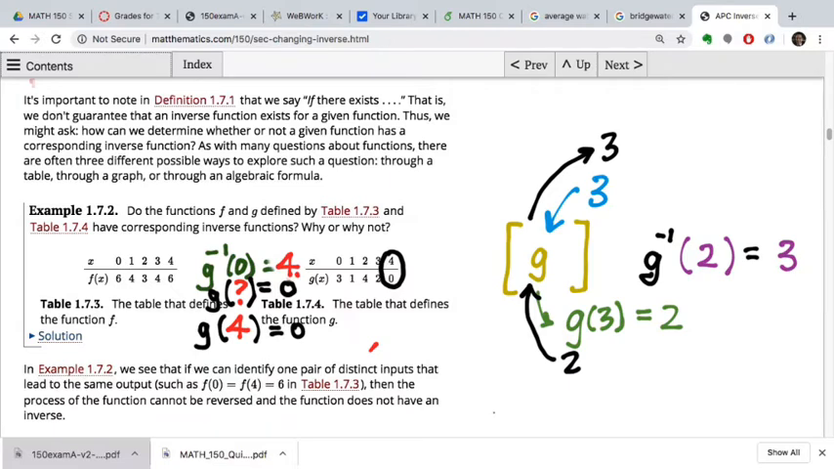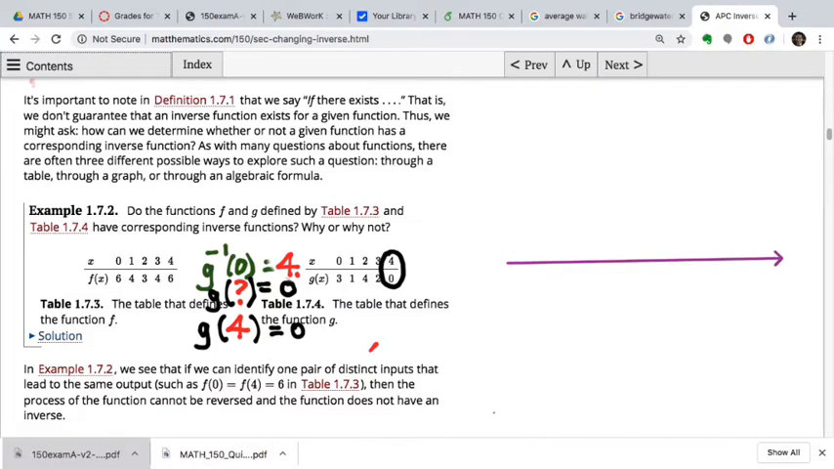If I'm asking you for g inverse of something or f inverse of something, what I'm asking you for is an output of the inverse function. But that's the same as an input of the original function. So you might think of g inverse of 0 as asking me for an x value from my original function instead of a y value from my original function. And we can take that same idea and think about it in terms of formula and also in terms of graph.